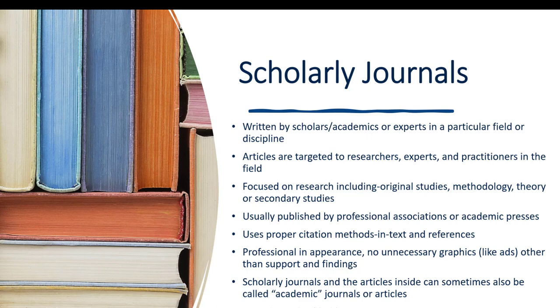These articles are focused on research, including original sources that the authors have done, methodology, or how they have conducted their study, the theories they used, or they could be referencing or talking about secondary studies. These would be studies that other people have done. Scholarly journals are usually published by professional associations or academic presses. These articles use proper citation methods in these journals. They will also be professional in appearance, having no unnecessary graphics like advertisements, other than those to support data and the findings in their articles. Scholarly journals and the articles inside them can sometimes also be called academic journals or articles.